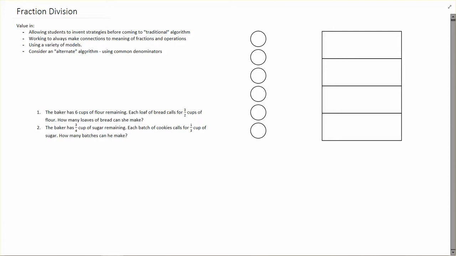So let's talk about a couple of types of problems here and see how the two algorithms look and how they can connect to meaning of both division and fractions. Let's say we've got a baker who has 6 cups of flour remaining. Each loaf of bread calls for 3/2 cups of flour. How many loaves of bread can she make?